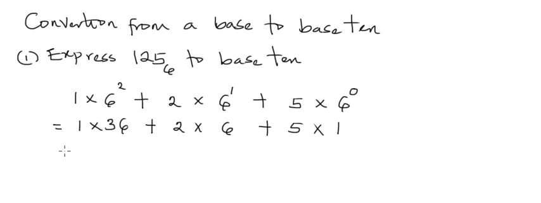So we have 1 times 36 equals 36, plus 2 times 6 is 12, plus 5 times 1 is 5. So 36 plus 12 plus 5. 36 plus 12 is 48. 48 plus 5 is 53. So you have 53 base 10. So you've seen the way we have just expressed 125 base 6 in base 10, and that is 53 base 10.